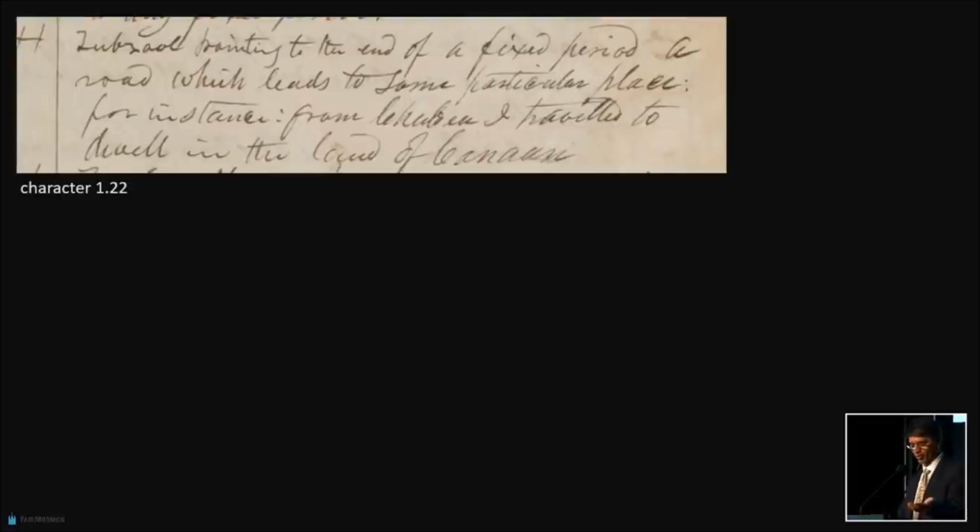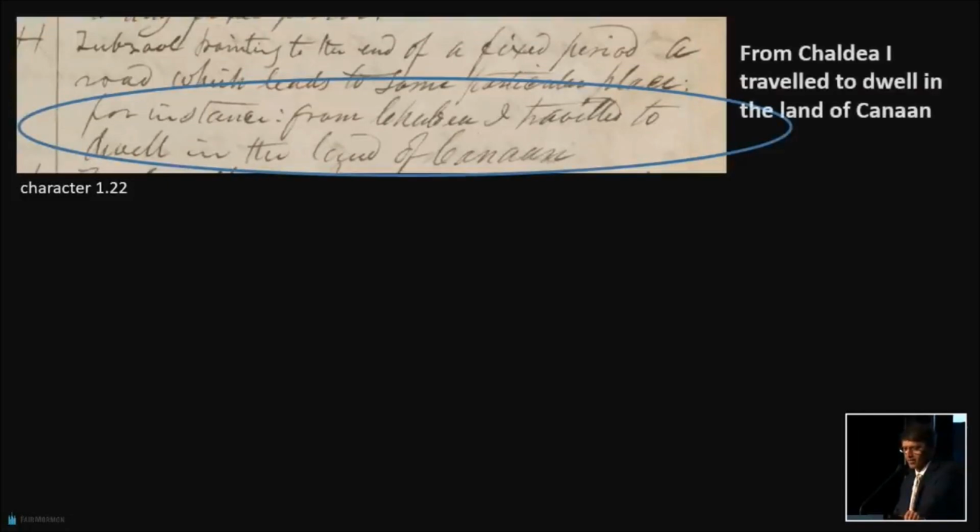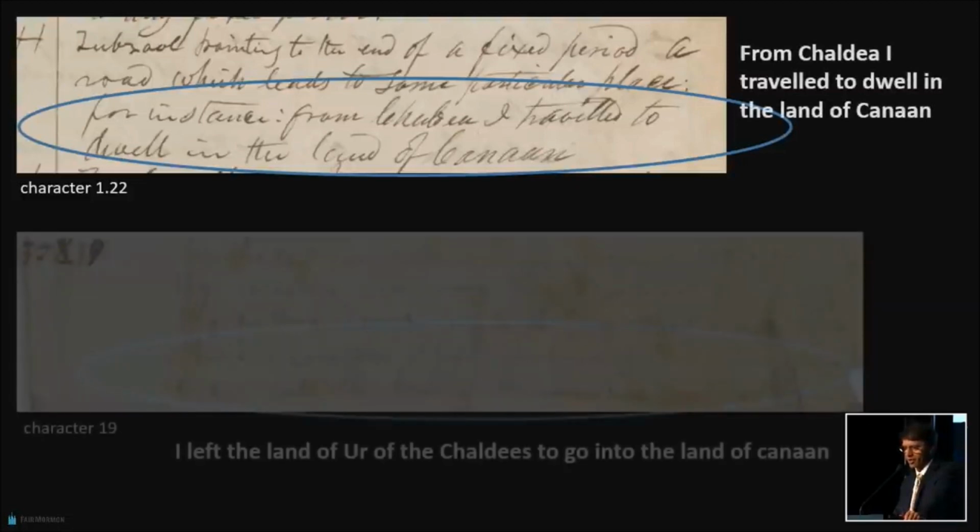And that was difficult. So we'll now talk about character 1.22, which you can see in the margin there. And you can see that the text talks about going from the Chaldea and traveling into the land of Canaan. All right, so from Chaldea I traveled to dwell in the land of Canaan.